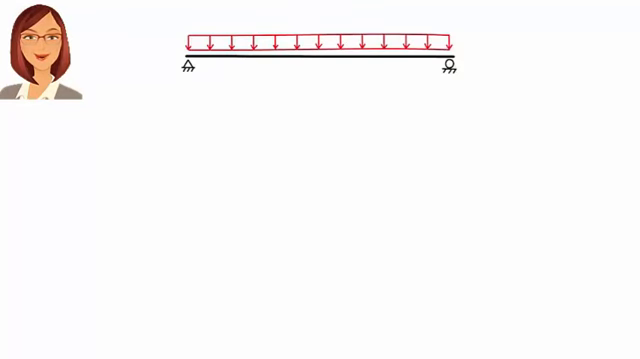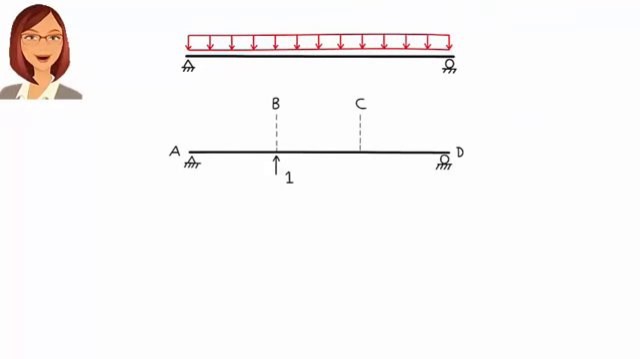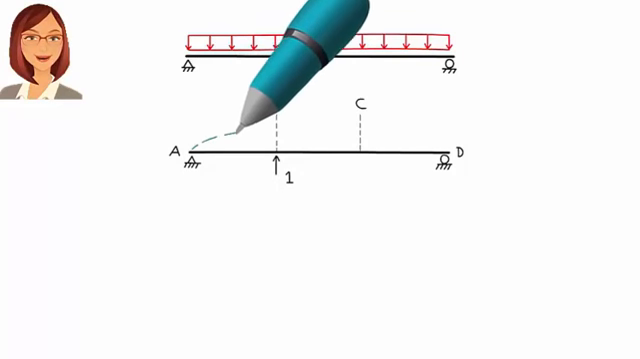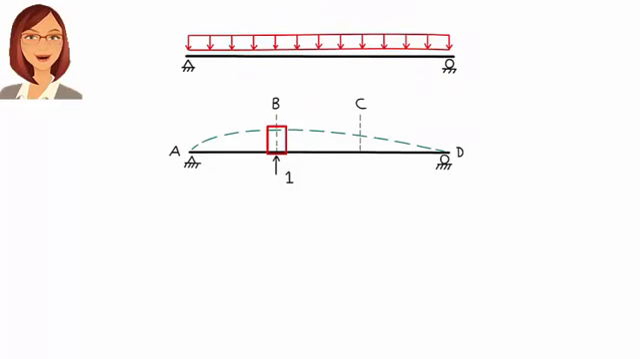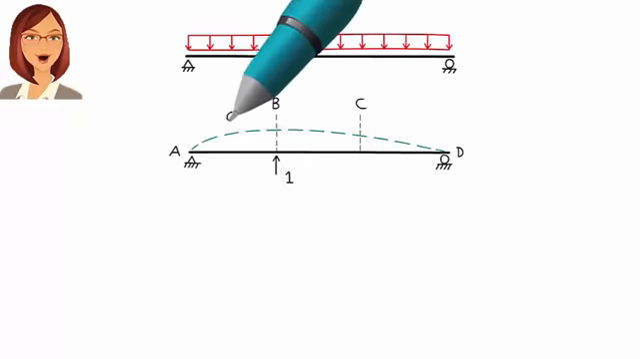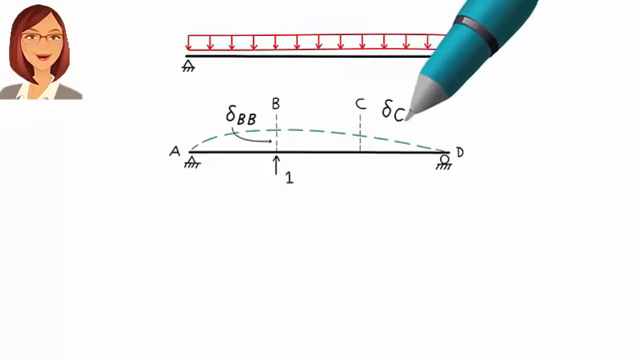First, let's consider the effect of By on the beam. If we place an upward unit load at B, the simply supported beam, without the applied distributed load, is going to deform like this. Note that there is a vertical displacement at B, and there is one at C. Let's refer to the displacement at B as delta BB, and to note the displacement at C as delta CB.